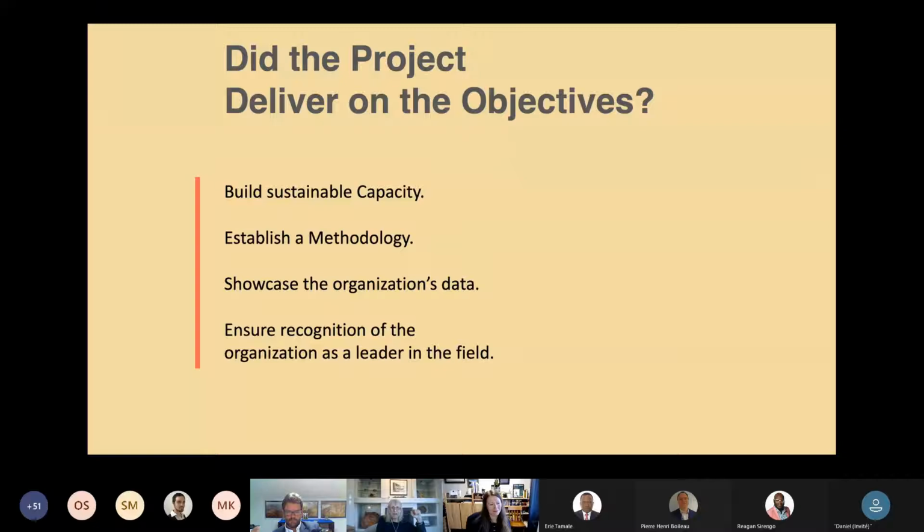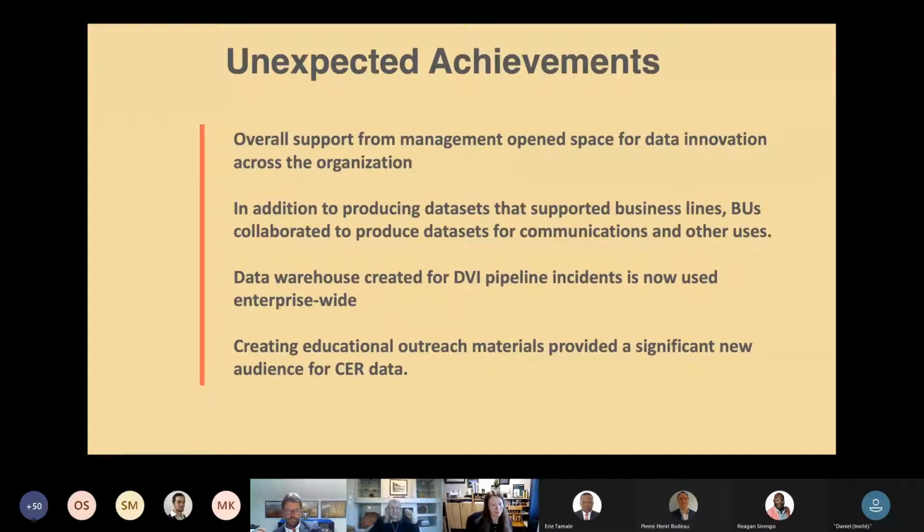I'll tell you what, because that was one of the things that we didn't expect, what kind of innovation it would spark. But we established a methodology. The organization has a pretty good sense of its core data sets, and it is seen as a leader. So those main broad objectives were achieved. But more interesting is what we didn't expect, and that was really surprising to all of us in different ways and at different times.